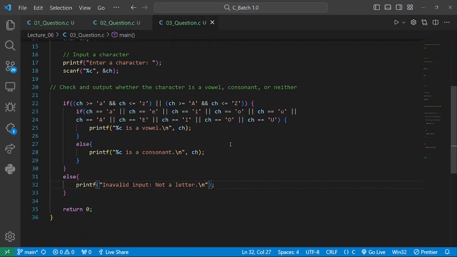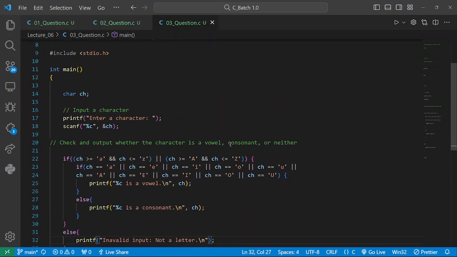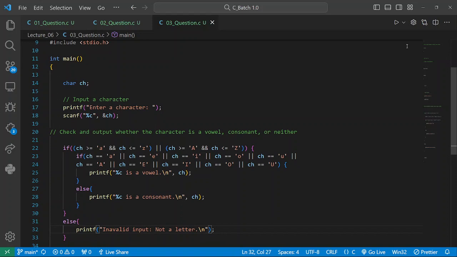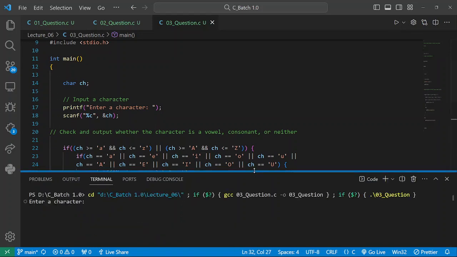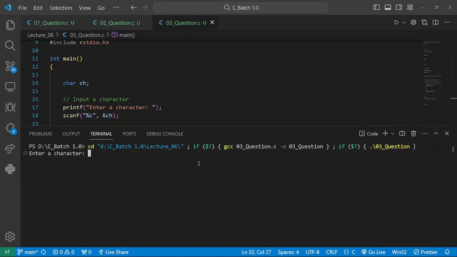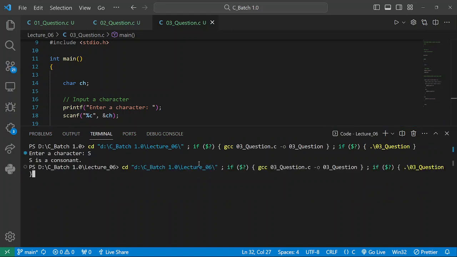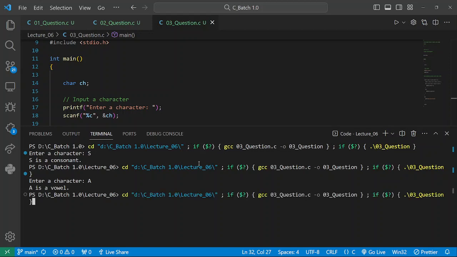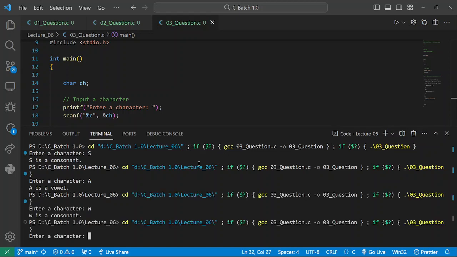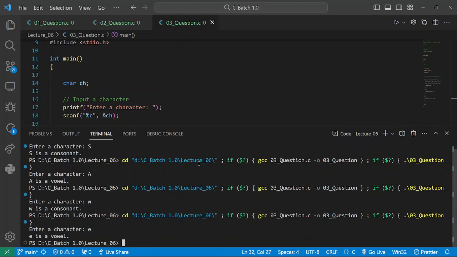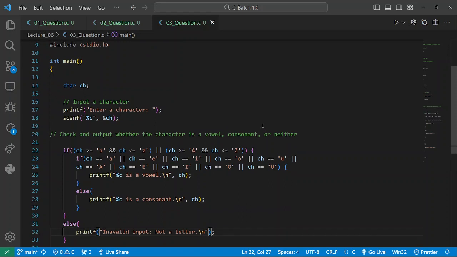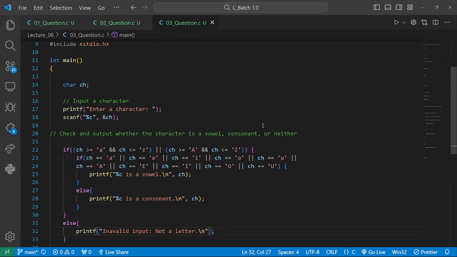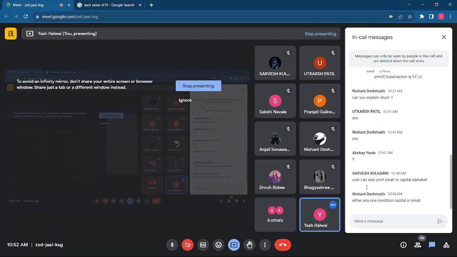Let me zoom out. Hope it is clearly visible to all, and let me run it. Let me pass a character. S is a consonant, good. A is a vowel, good. W is a consonant. E, small e, vowel. Working fine? Is my code working fine? Yes. And what about your code? Is your code working fine?